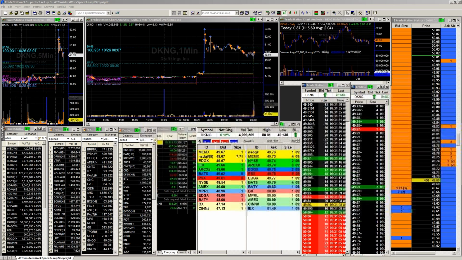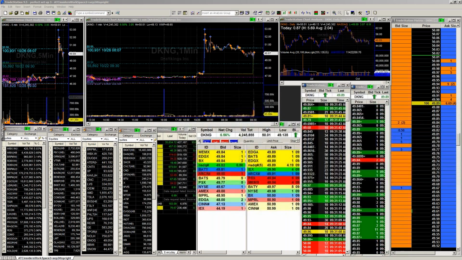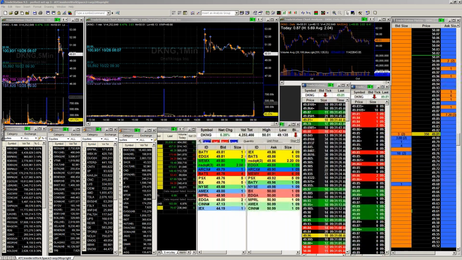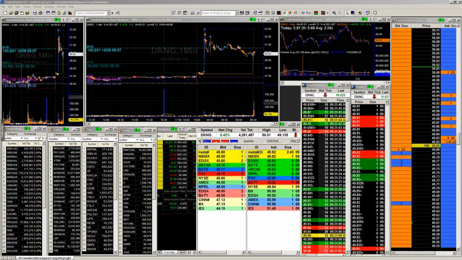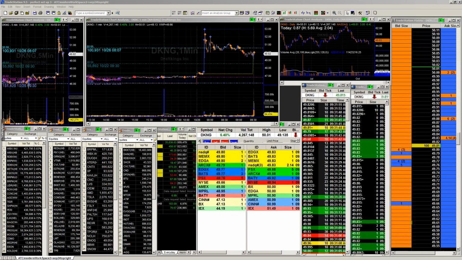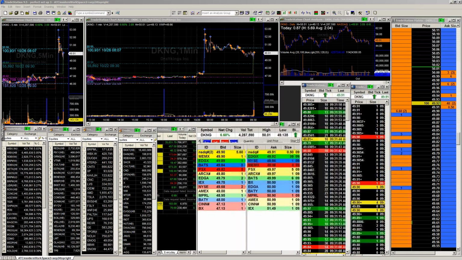No, because we need to know what the market maker has to do in order for us to understand what we're going to do. Exactly, we need that risk versus reward. Okay, so if our price target is 50 cents, how much can we lose, at a max?